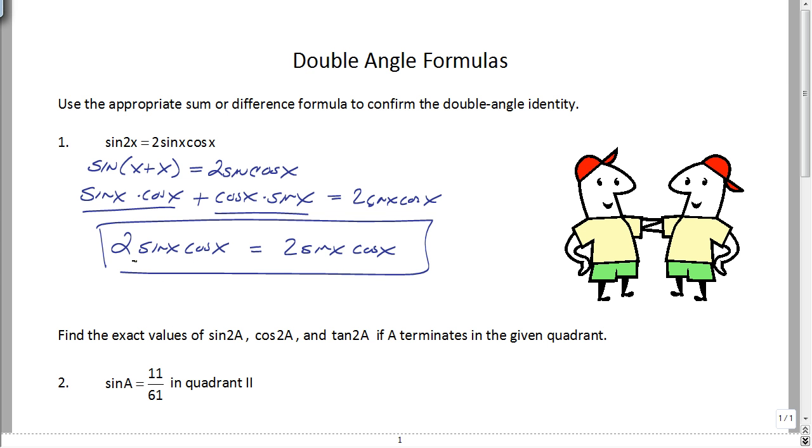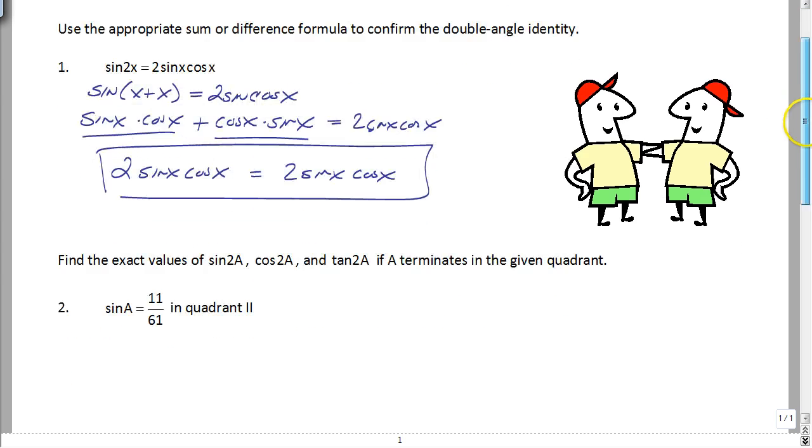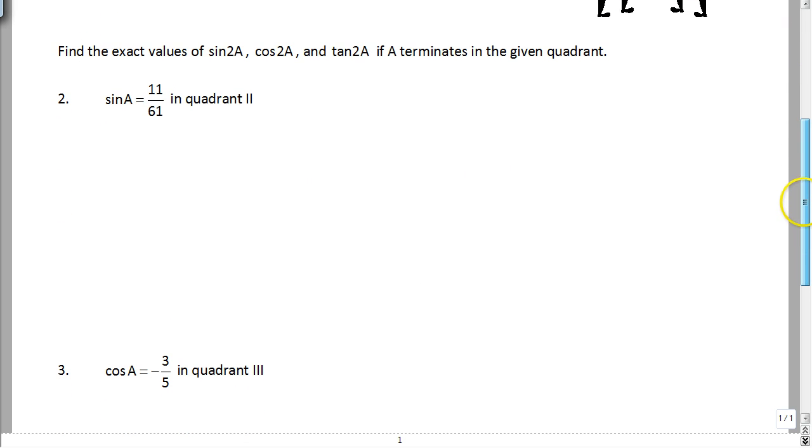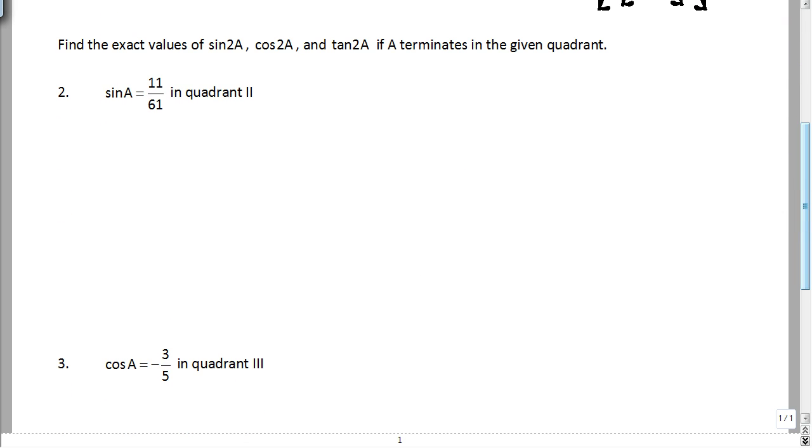So now let's get to the fun stuff, using those formulas. So we're going to find sine of 2a, cosine of 2a, and tangent of 2a of a certain angle ratio and a given quadrant. So the first thing we need to do is, of course, draw angle A in quadrant 2 that has an 11/61 ratio.